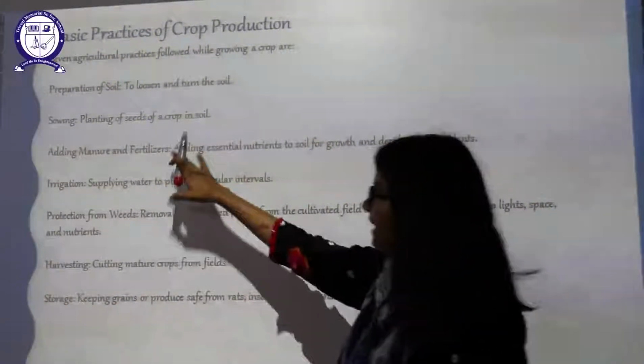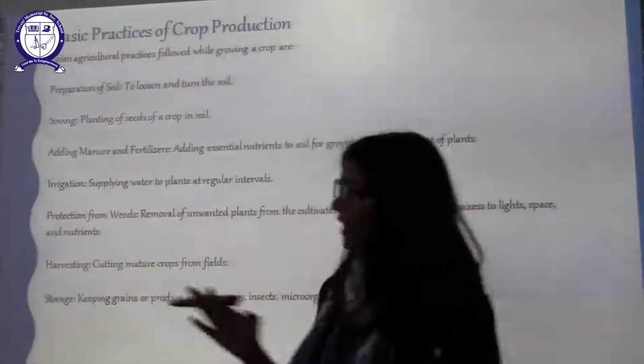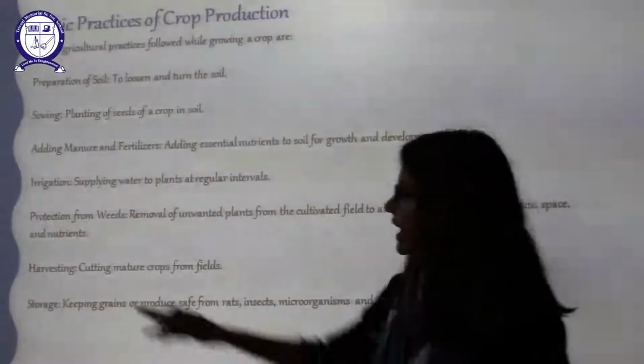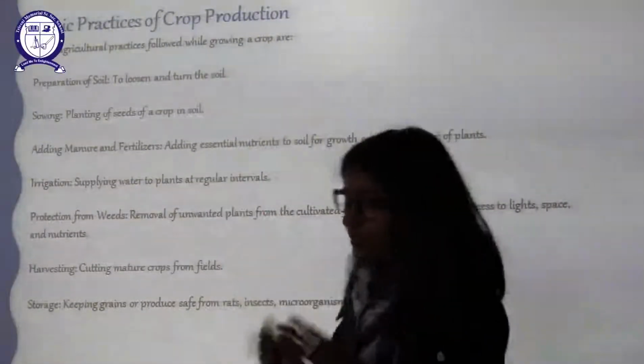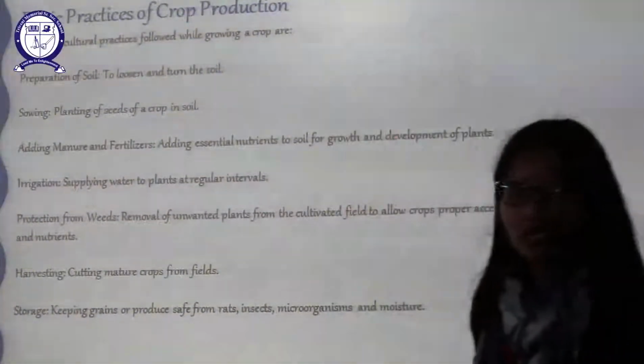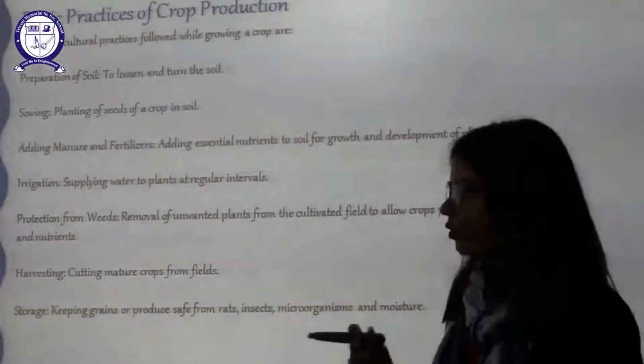In the second step, we sow the seed. We plant the seed in the soil. And then we add manure and fertilizer. These are very essential, which provide nutrients to the soil, which help the plant to grow.